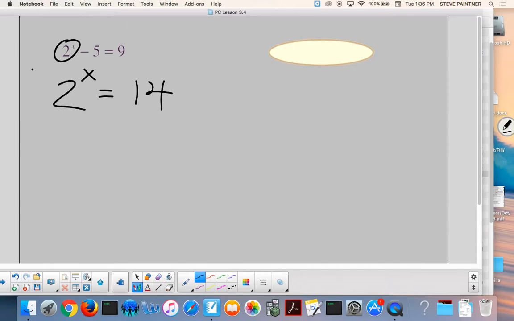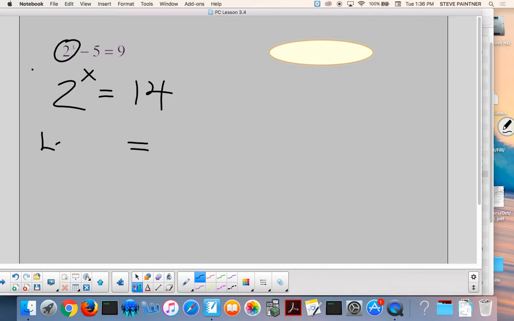Get your base raised to the power of x by itself. Is there a possibility I could make that a power of 2? 2 to the third is 8. 2 to the fourth is 16. I missed it. I can't do it. So now, reading through your steps, where are we at? Well, no, 2 was isolate. I did the isolation. Take the log of what? Both sides.